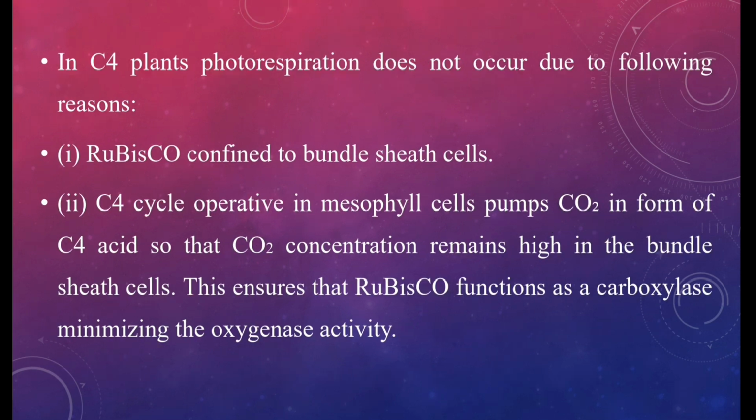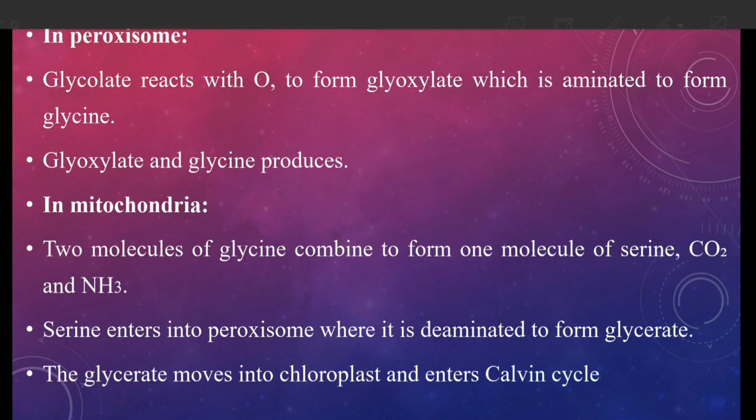C4 plants generally do not perform photorespiration because rubisco is confined to bundle sheath cells in C4 plants, and the C4 cycle operative in mesophyll cells pumps CO2 in the form of C4 acid, so that CO2 concentration remains high in the bundle sheath cell. This ensures rubisco functions as carboxylase, minimizing the oxygenase activity. This process is a highly wasteful process which does not produce any energy, rather it consumes much energy and finally produces carbon dioxide, which is harmful for the atmosphere. So that is the whole process of photorespiration.